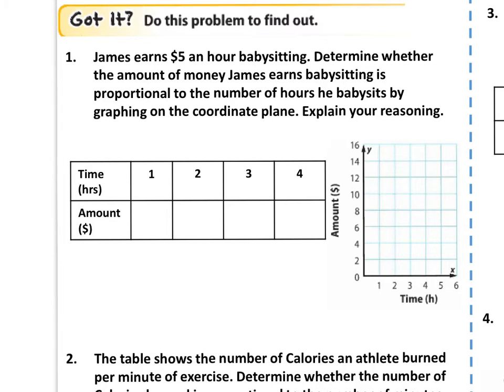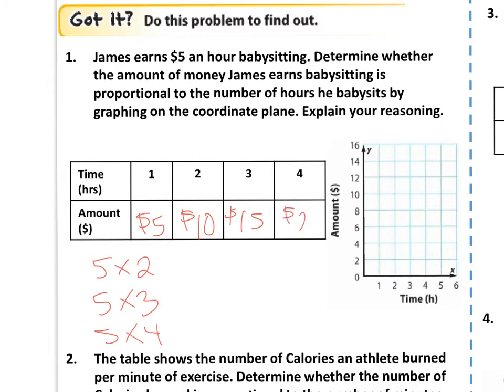So in this case, we know that if he is babysitting and earning $5 an hour, so for the first hour, we already know he earns $5. Now, for hour 2, we have 5 times 2, which would be $10. Then we have 5 times 3, and that would be $15. And finally, 5 times 4, and that would be $20. So we know that there's a constant of $5, meaning that the equation would be 5x. So in this case, we know that it is a constant rate.